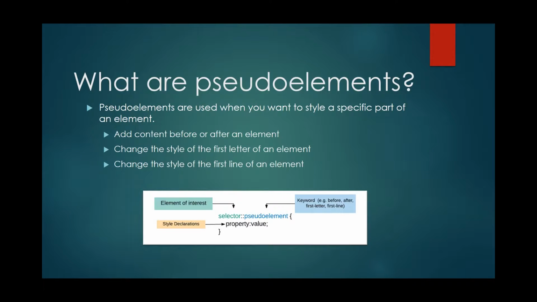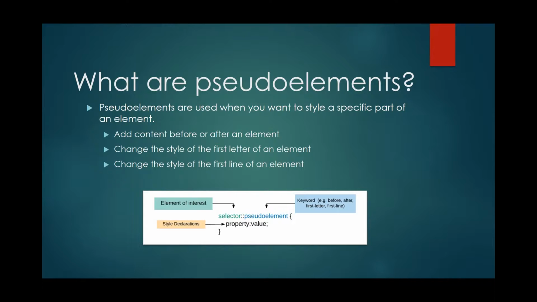Well, pseudo-elements are used when you want to style a specific part of an element. So you can add content before and after an element, change the style of the first letter or first line of an element. Now, the syntax is very similar to pseudo-classes. We have our selector, then the only difference is we have a double colon, and then the pseudo-element itself. So this could be before, after, first-line, first-letter. And then same thing with the pseudo-class, we have style declarations for that pseudo-element. So again, the pseudo-element is useful for styling specific parts of an element as opposed to the entire element. So that's something to keep in mind.